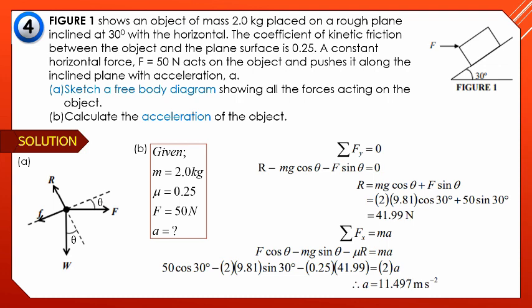To calculate the acceleration of the object, referring to the given information, we use the concept of Newton's law of motion. In the y component, the sum of Fy is equal to 0, and in the x component, the sum of Fx is equal to ma, because the object is accelerating with acceleration a. When we substitute into the equation, we get the acceleration of the object equal to 11.49 m/s^-2.